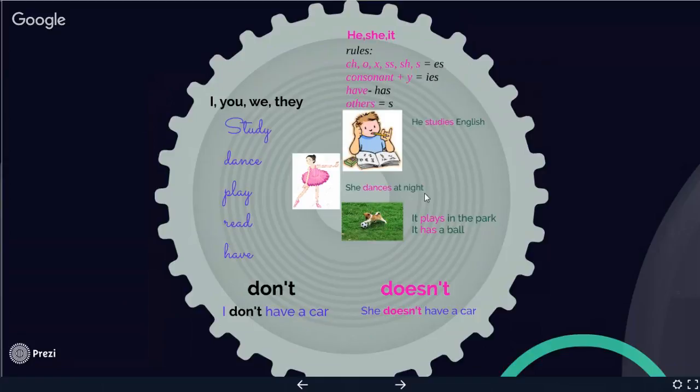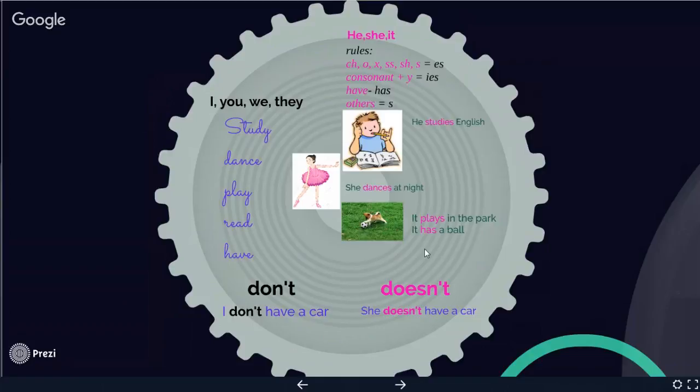She dances at night. Play. Play finishes with the letter y, but before it is not a consonant. I have a vowel. When it's a vowel, you only add the letter s. It plays in the park. It has a ball, because of have. When it's he, she, it, you use has. It has a ball. Again, I study, he studies. You dance, she dances. They play, it plays.